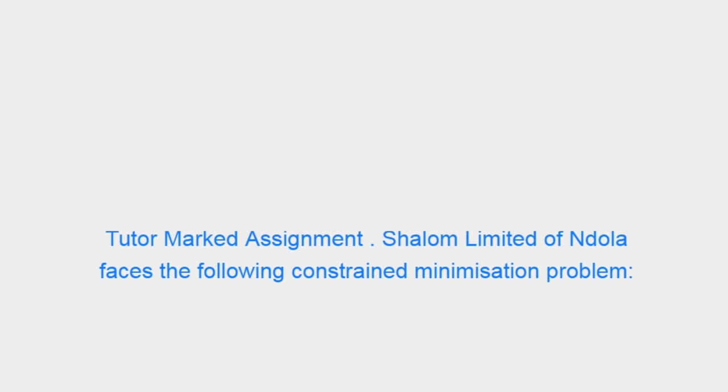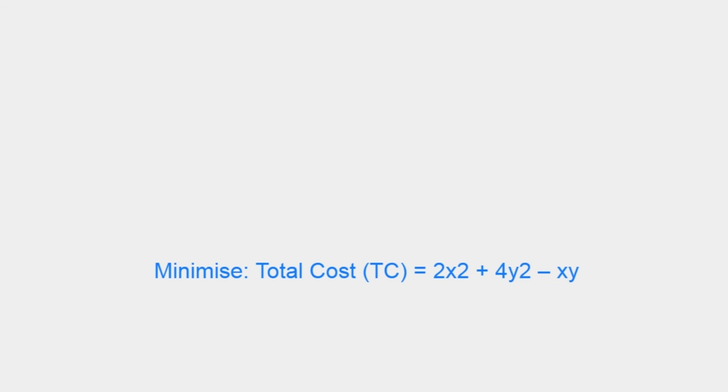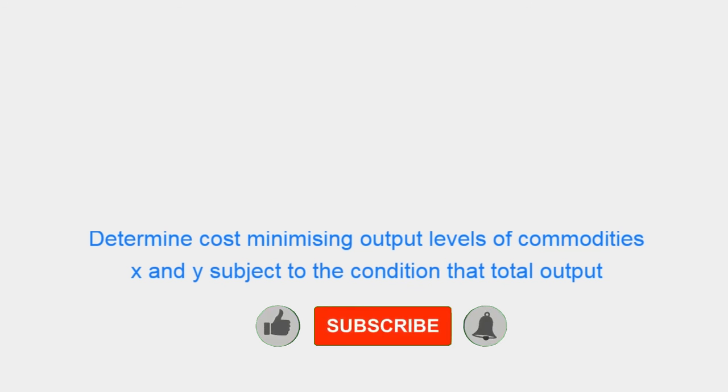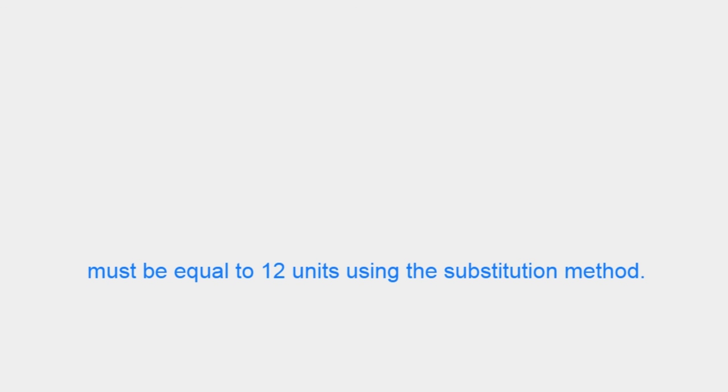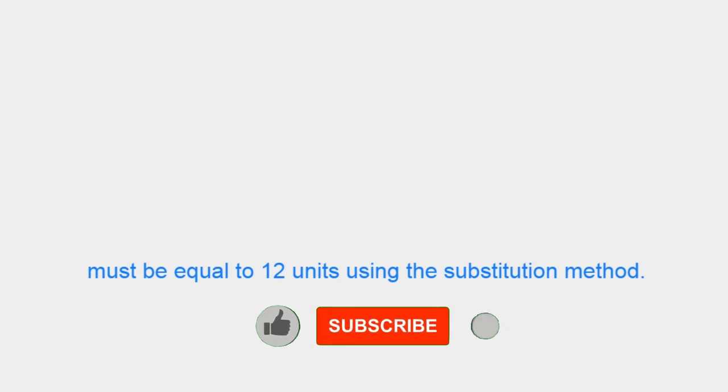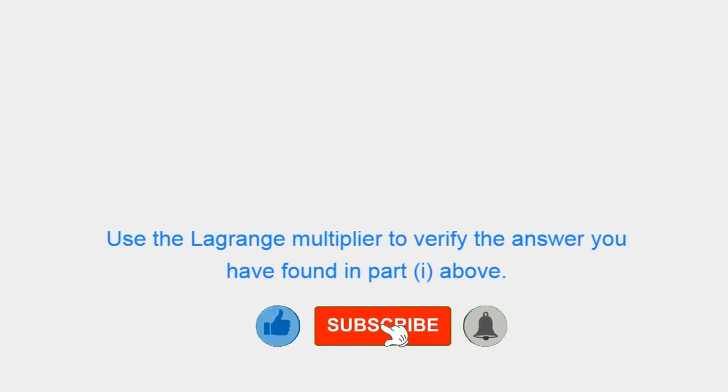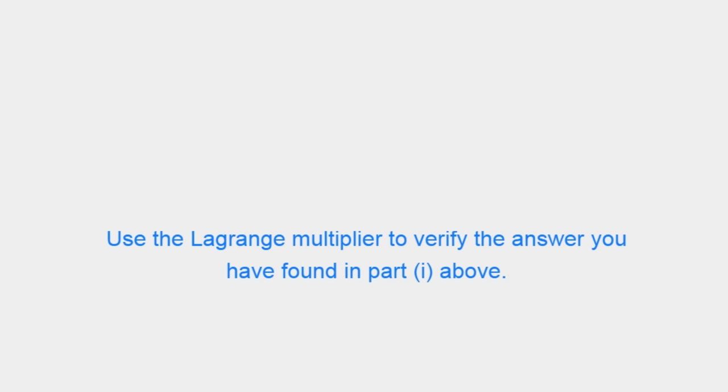Tutor marked assignment. Solve the following constrained minimization problem. Minimize total cost TC equals 2x² plus y² minus xy. Determine the cost minimizing output levels of commodities X and Y subject to the condition that total output must be equal to 12 units using the substitution method. Use the Lagrange multiplier to verify the answer you have found in part one above.